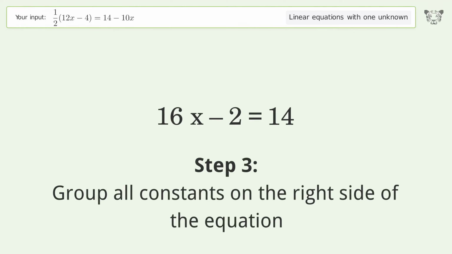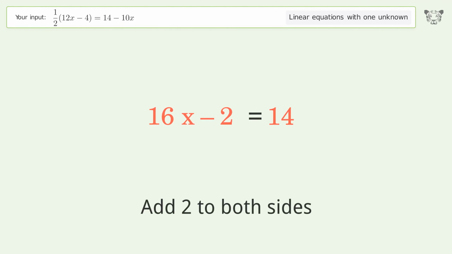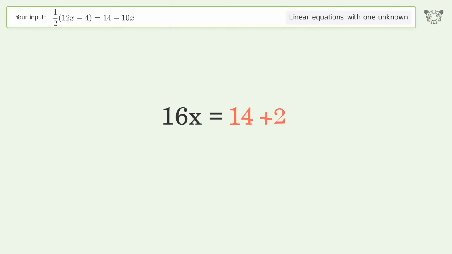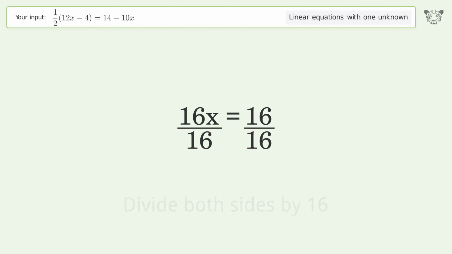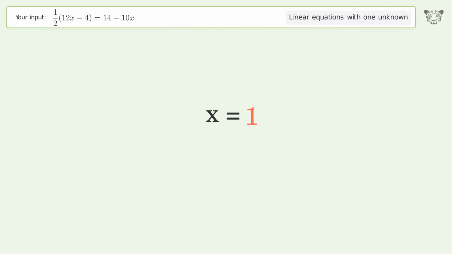Group all constants on the right side of the equation. Add 2 to both sides. Simplify the arithmetic. Isolate the x. Divide both sides by 16. Simplify the fraction. And so the final result is x equals 1.